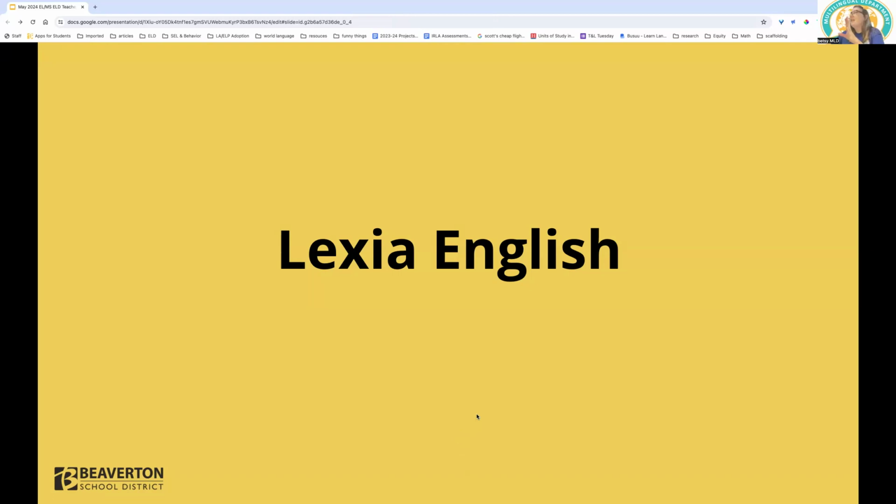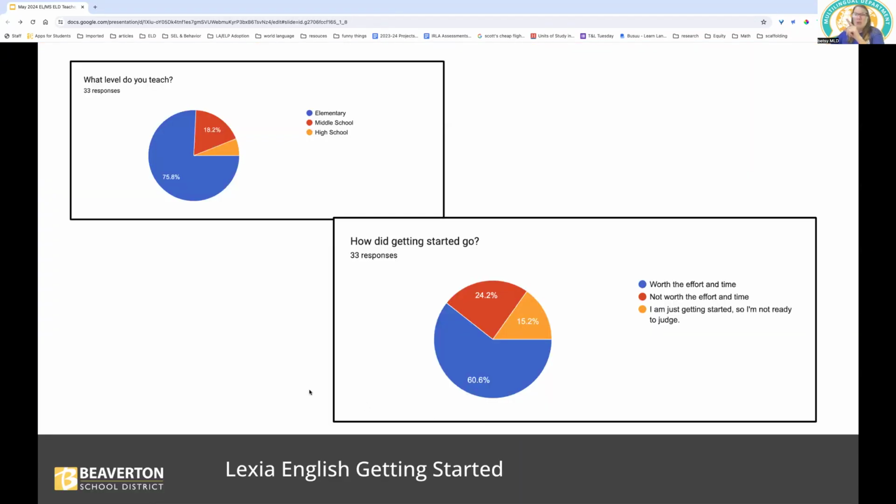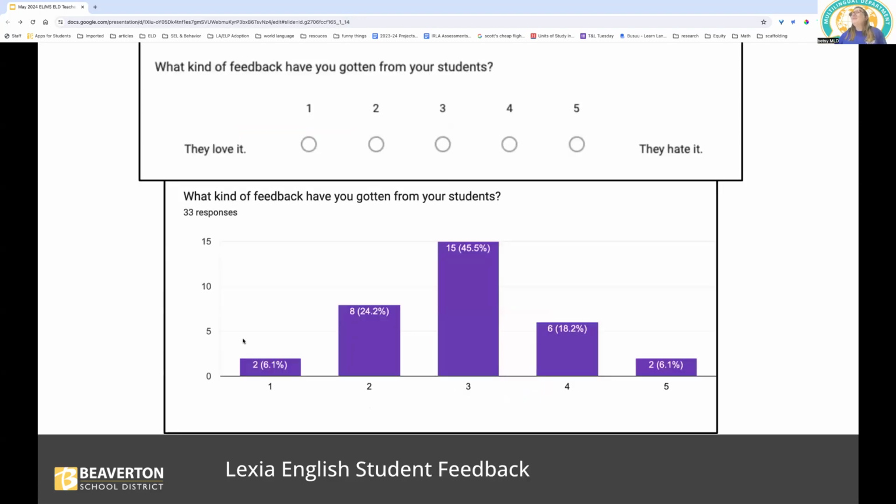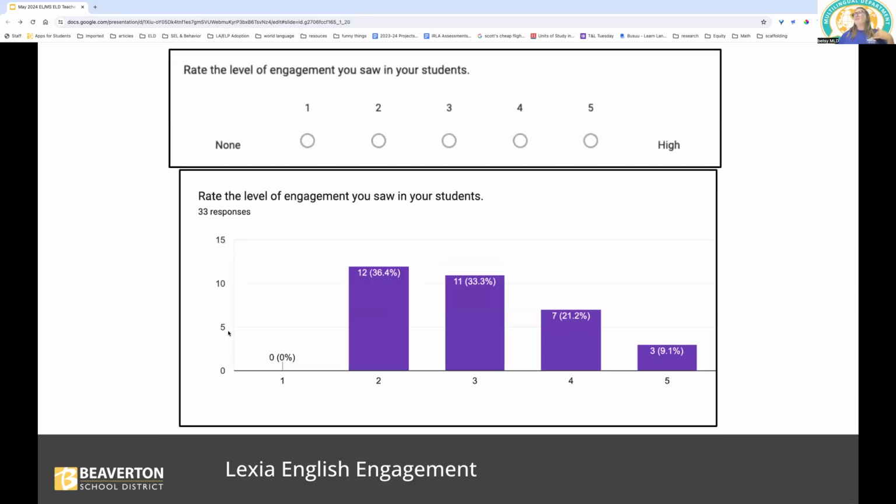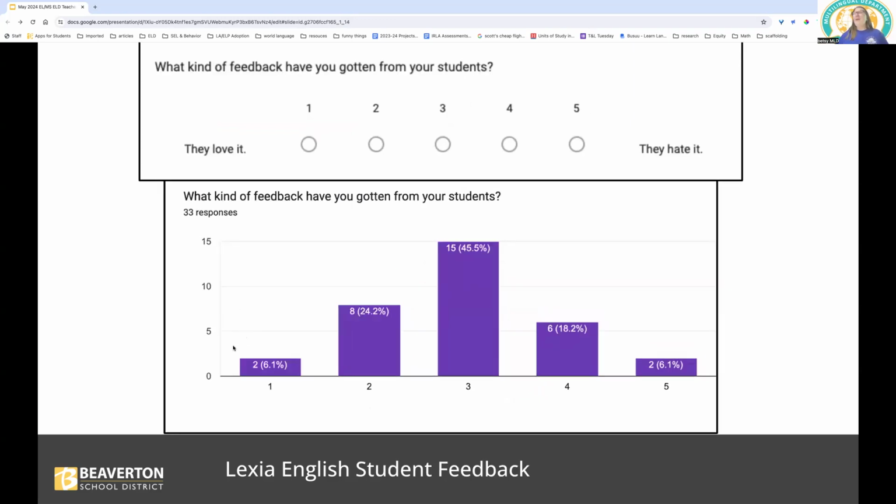Okay, quick Lexia English update. We did do the survey, and I just ran the data for it. 33 people responded. 75% were elementary, and 60% said it was worth the time and effort to get started. When I looked at the other parts, I realized I had a really bad scaling system, because I started with one being they love it, and then for the level of engagement, one was none. So lesson learned.